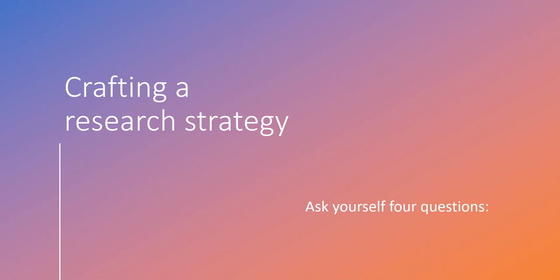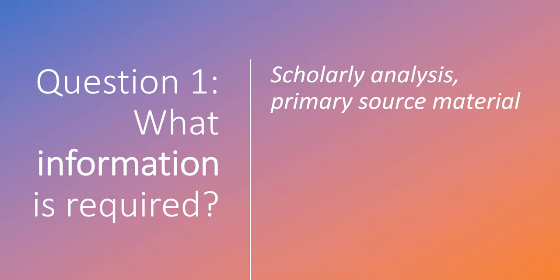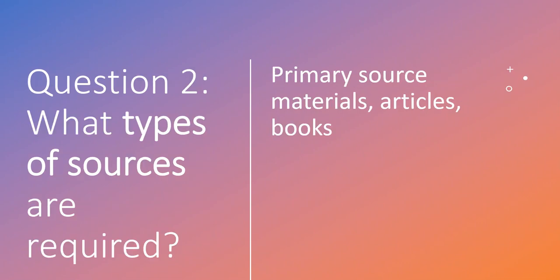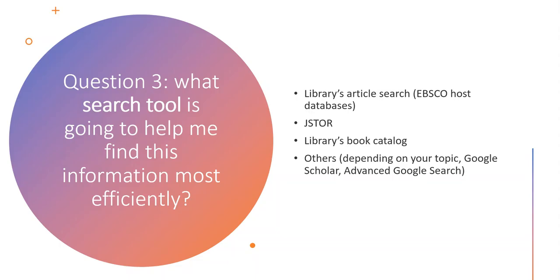First, we're going to craft a research strategy, and to do that, we'll ask 4 questions. First, what information is required? And your professor would like you to find scholarly analysis to support your assertions and primary source material. Question 2, what type of sources are required? We know that we need primary source materials and also articles and books, and you may find primary source materials in those articles and books, ideally.